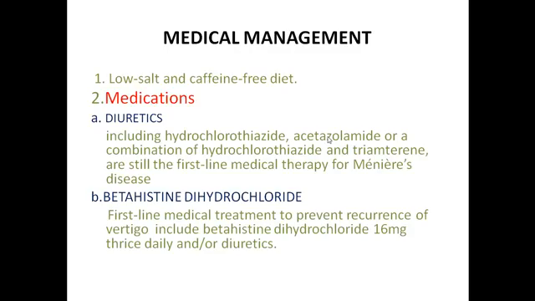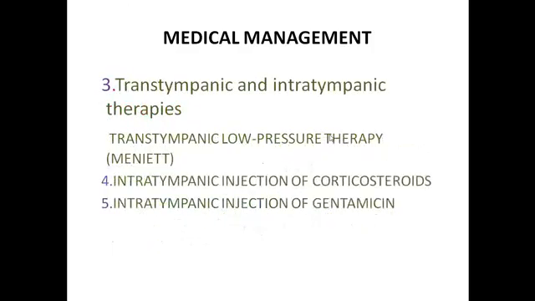Here I mention how to use it. Basically, the most affected group of people is from the second to the sixth decade of life. The drug can be used as 16 milligram of betahistine dihydrochloride thrice daily, with or without diuretics. What are the other medical options of Meniere's management?